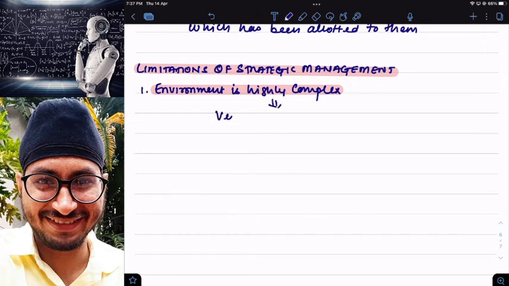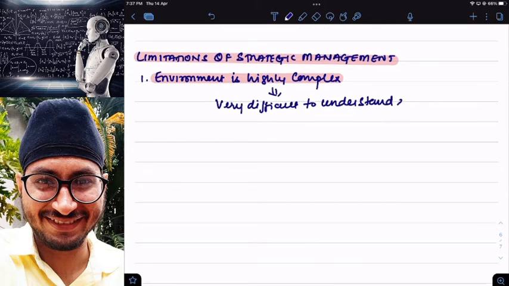Highly complex means very difficult to understand. Sir, suddenly a new variant of COVID-19 may arise. Suddenly what may happen? A new lockdown may happen. A new vaccine may come, or suddenly due to some riots in a country, the government may impose a curfew in the country. Anything may happen, right? We cannot predict the future. So that is why it is very difficult to understand the environment.